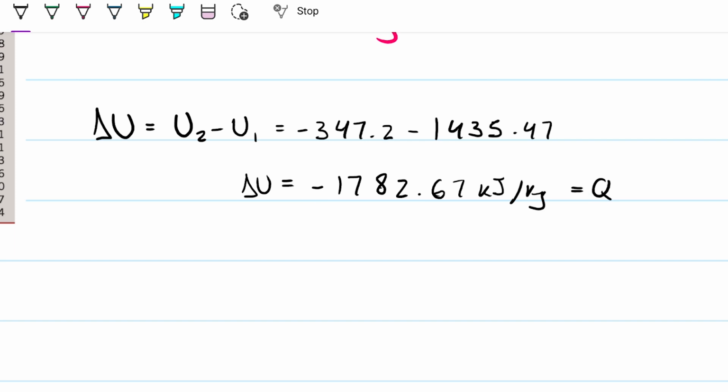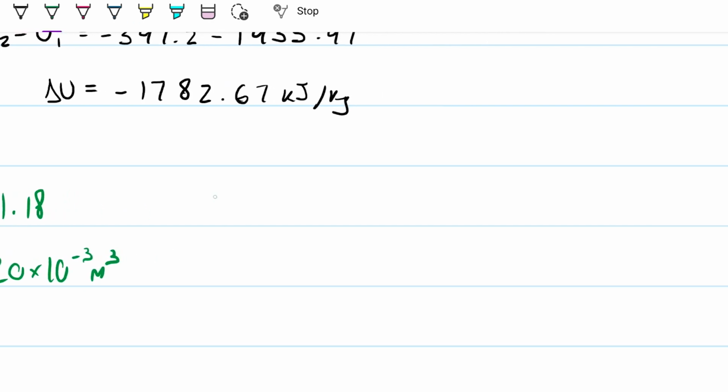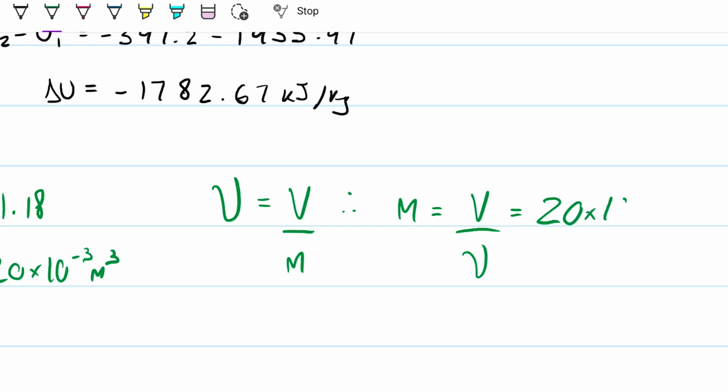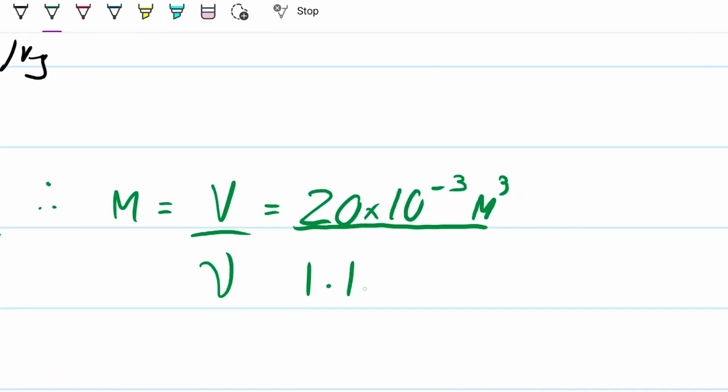But in reality, we have a very, very small sample, or very small mass. Because if you recall, our specific volume was 1.18 something, and our volume was 20 times 10 to the minus 3 meters cubed. That came from the liters. So in reality, as a reminder, specific volume is just the volume divided by the mass. If I want to find the mass, all I need to do is take the volume and divide by specific volume. So that's going to be the 20 times 10 to the minus 3 meters cubed, divided by the 1.18.